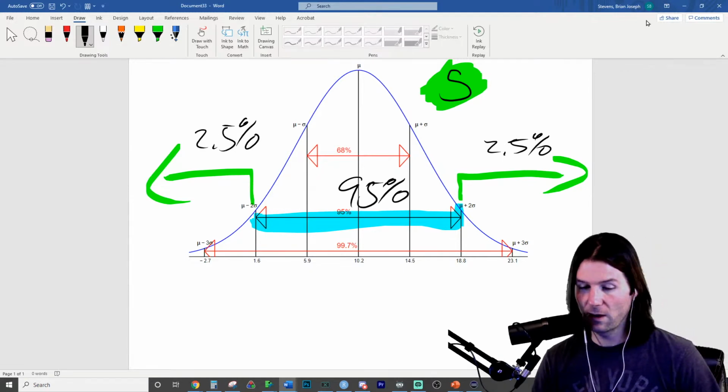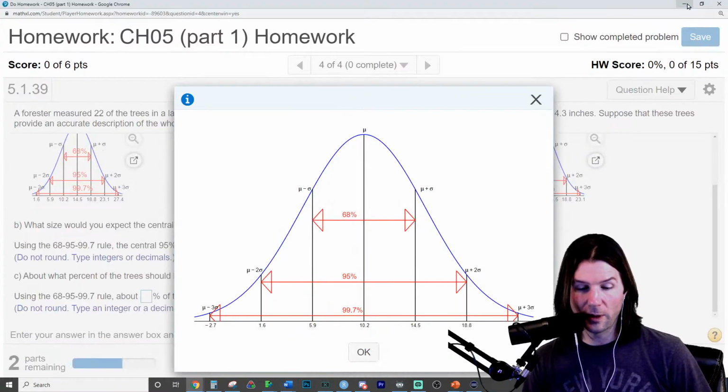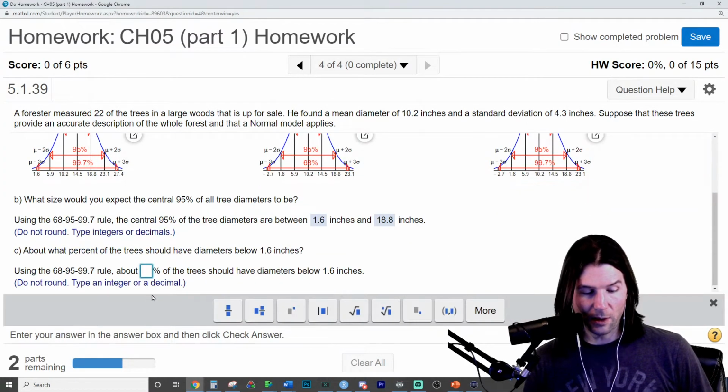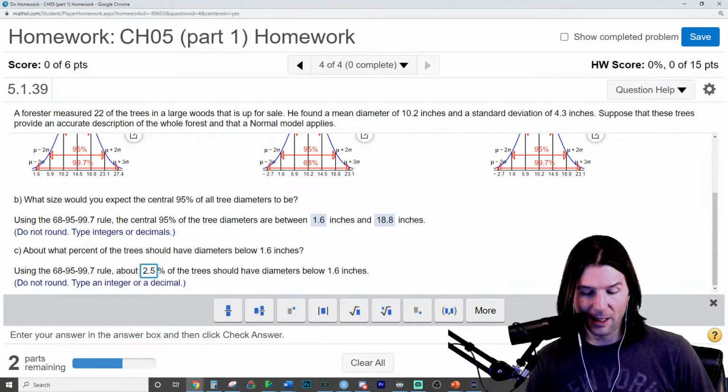Good test questions right here, using the empirical rule, which we can always use to figure out answers. 2.5 have diameters below. And make sure it's below. If it was above, it'd be 97.5.